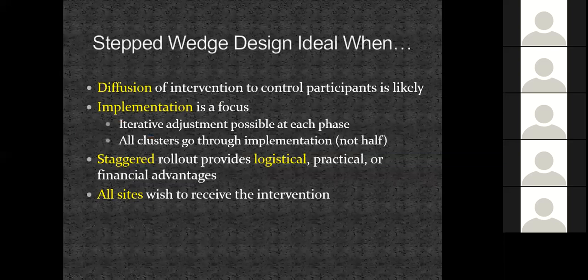Stepped wedge is ideal when diffusion of the intervention to control participants is likely. It's nice when implementation is a focus because you can study the implementation at each of those sites, and you actually have time to study it as they're being rolled out. It's nice when there's a therapy that all the sites want to use. If this was a really dangerous intervention, you really needed a randomization trial, and a stepped wedge is probably not a good idea. But the sites were very interested in using the intervention.